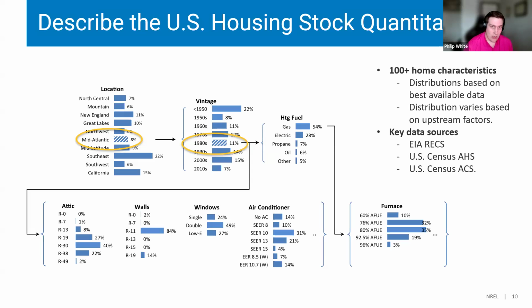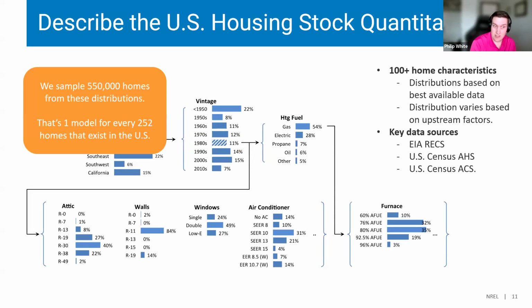ResStock works at the dwelling unit level. Sometimes I'll use the word home or household, but we do not model buildings. We model dwelling units. For example, this means we model an individual apartment rather than a whole apartment building, or an individual home in a duplex rather than the duplex itself.